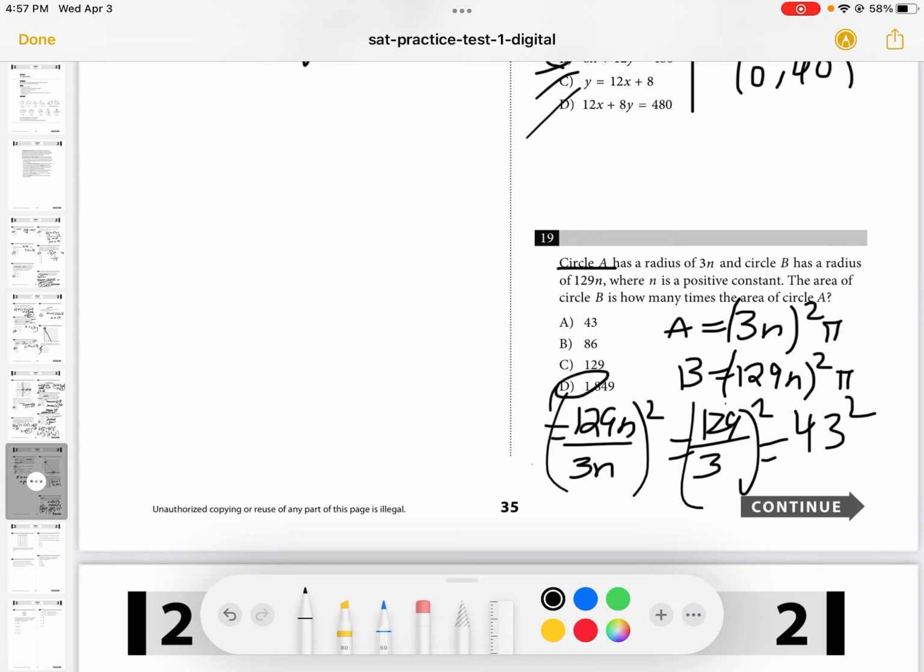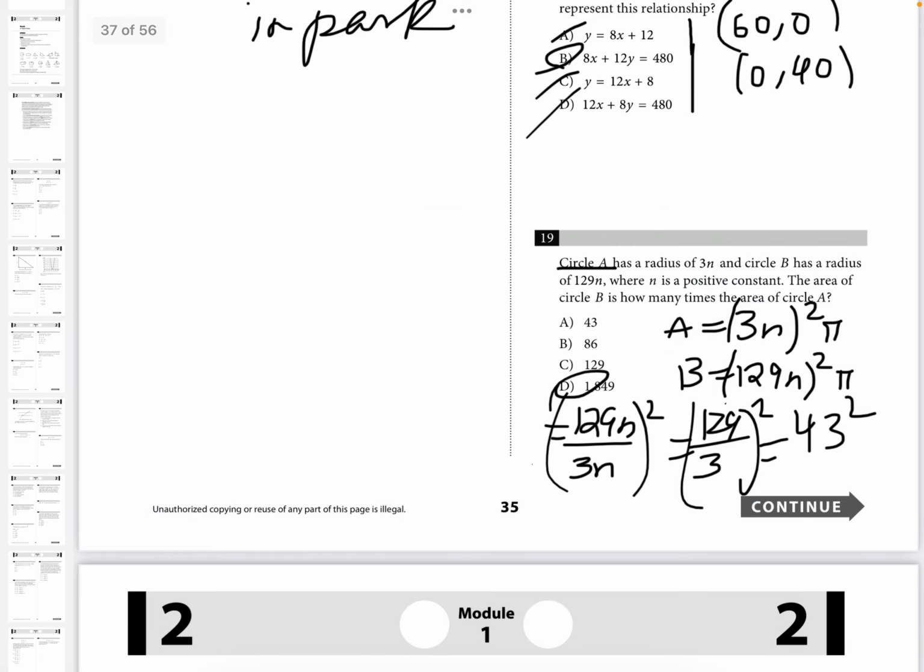And the only option that makes sense from there is D. Let's check what 43 squared is. That's 1,849, so the answer is D. Let's move on.